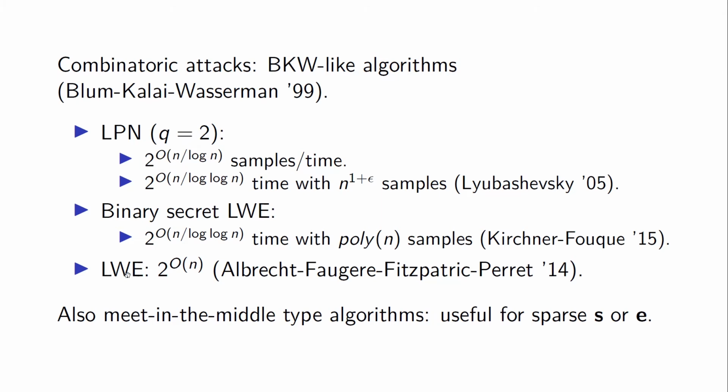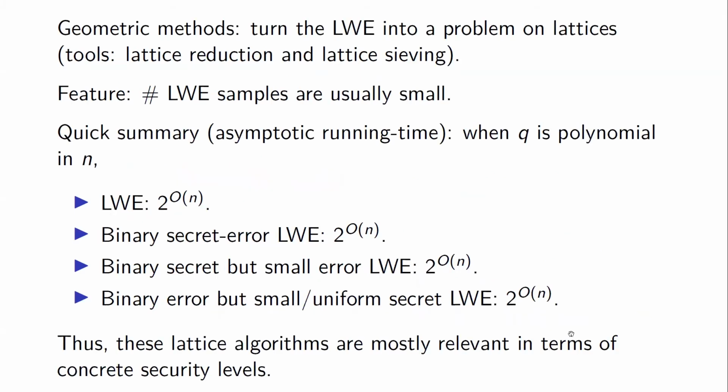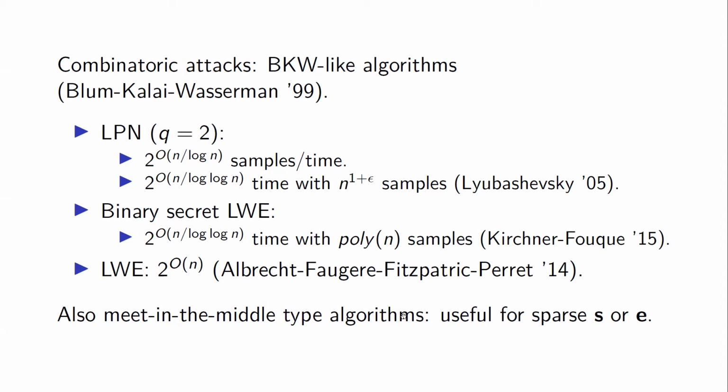And in the standard LWE, where the secret becomes small, remember small means standard, the running time is already full exponential. Okay. And we can also combine this with a meet-in-the-middle type algorithm, which is useful for sparse e, and we will mention some of this later. Okay. And so we introduced the first two types of algorithms: the algebraic type of algorithm is good for small e, whereas the combinatoric type of algorithm is for small secret.